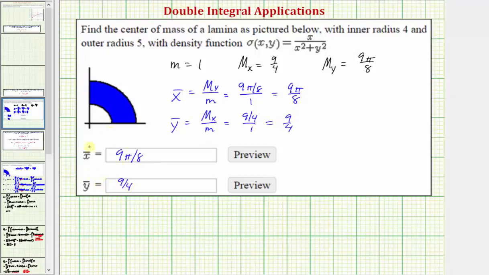Let's also convert these to decimals. X bar is approximately 3.5343, and 9/4 is 2.25.